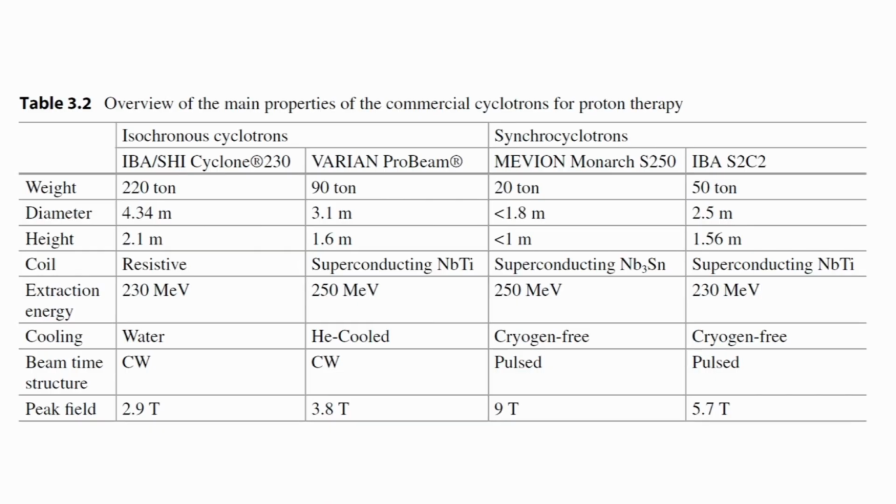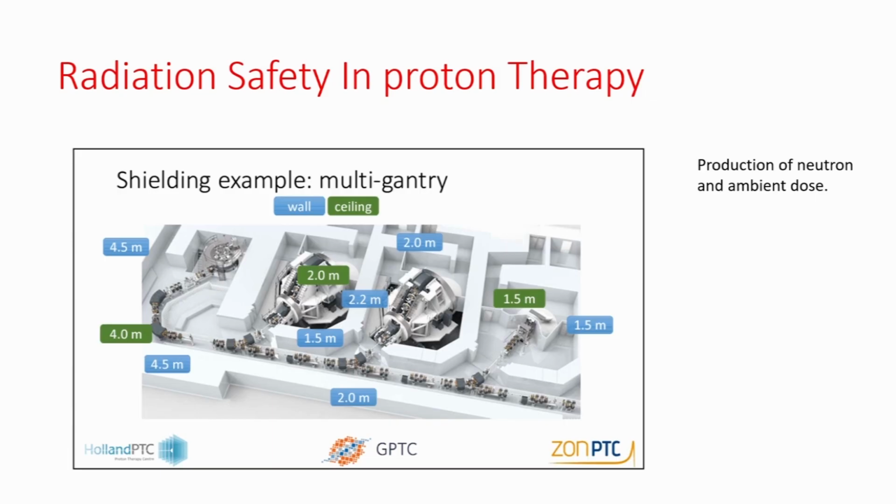The overview of the main properties of commercial systems we have already discussed a little. Now we will explain radiation safety, because today's lecture is related to radiation safety. So how is radiation safety handled in proton therapy? Here the particle is accelerated to the highest energies, and there is a probability of production of other particles, because interaction with matter at such high energies can produce photons, protons and neutrons. The concern in proton therapy is the production of neutrons.